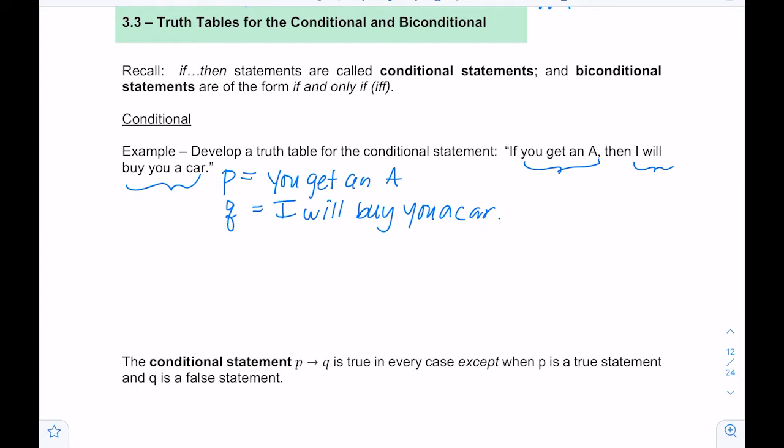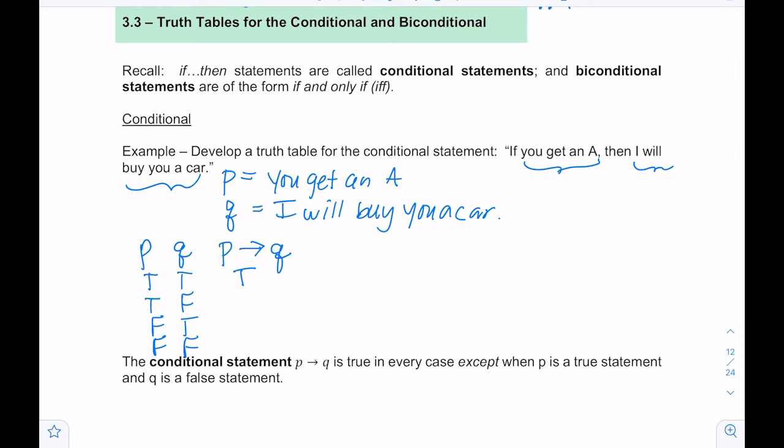So when we develop a truth table, remember we have two columns for P and Q because there's four cases. Both could be true. One of them could be true and the other false, or they both could be false. If I want to look at the conclusion for if P then Q, which we would write P and then the arrow pointing to the right Q, think of this as fulfilling a deal. So if you get an A, then I will buy you a car. That's a true statement. I followed through on my deal and bought you a car because you got an A.